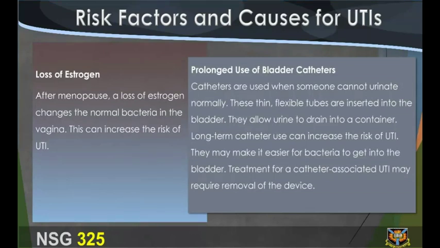Loss of estrogen. After menopause, a loss of estrogen changes the normal bacteria in the vagina. This can increase the risk of UTI. Prolonged use of bladder catheters. Catheters are used when someone cannot urinate normally. These thin, flexible tubes are inserted into the bladder. They allow urine to drain into a container. Long-term catheter use can increase the risk of UTI. They may make it easier for bacteria to get into the bladder. Treatment of a catheter-associated UTI may require removal of the device.